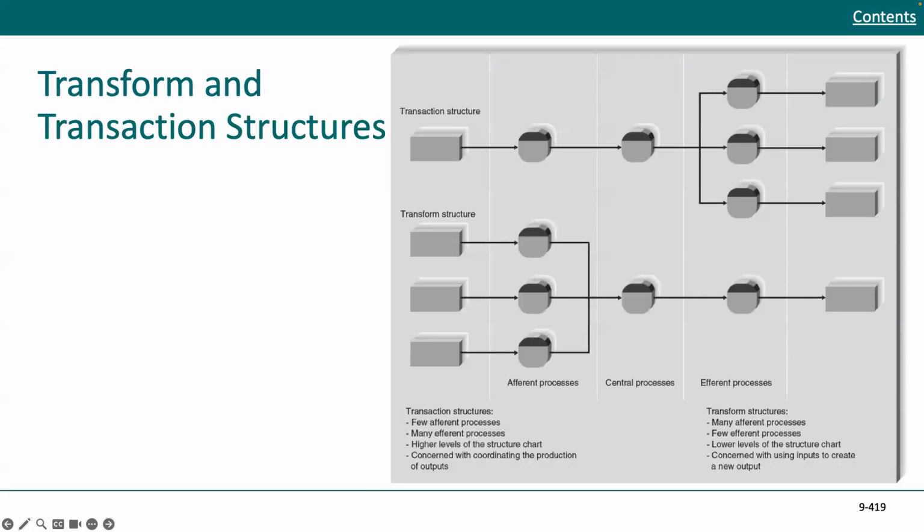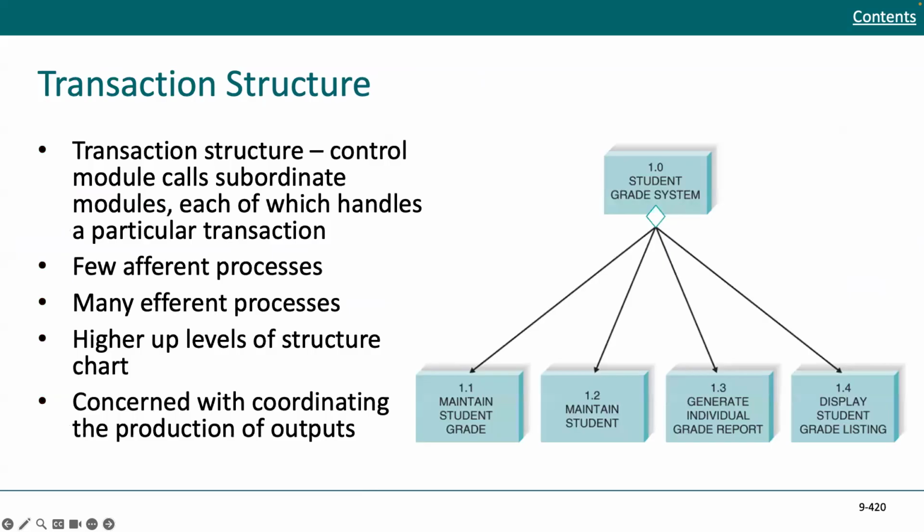So this just gives some more information about how we go about the transform and transaction structure. So here we can see different ways we can be looking at those flows. You can see the textbook for more details. So let's talk about this. We'll continue with these next two charts to give some more specifics.